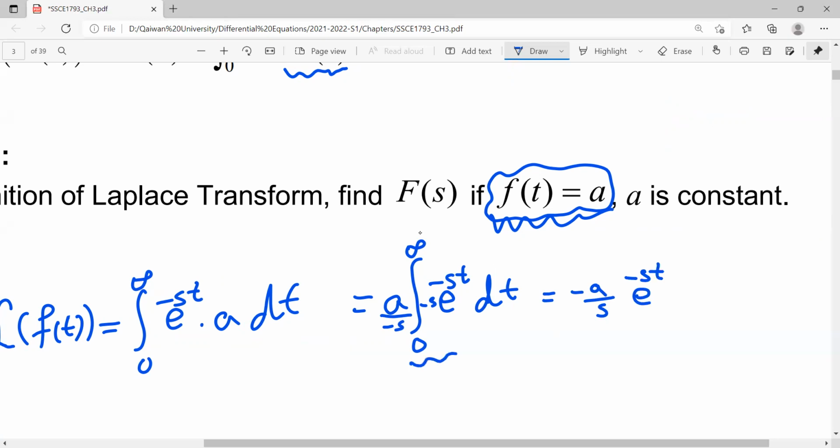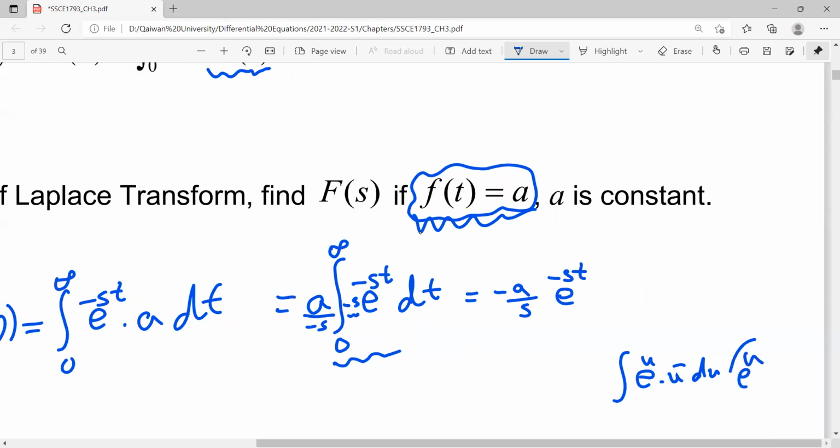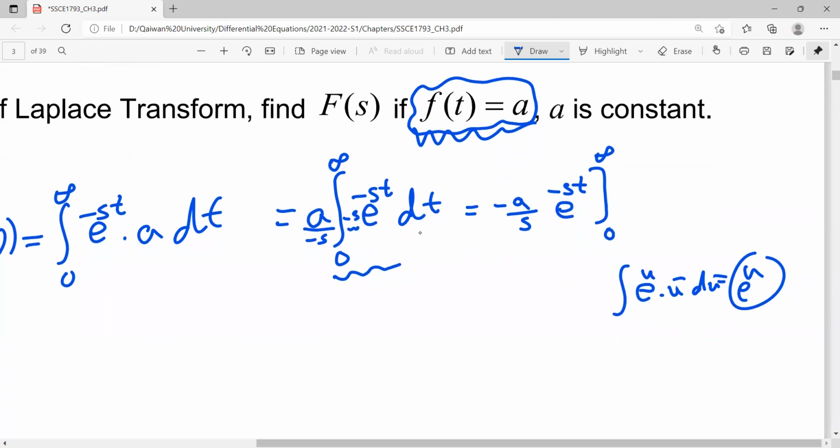The integration of this, here we have the derivative of the exponent. We say e to the power u times u prime, its integration is e to the power u. If we have the derivative of the exponent, it's the exponential function itself, where t is from 0 to infinity. We now replace t by infinity, then t by 0.